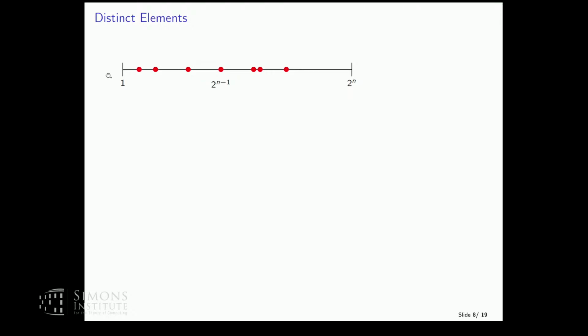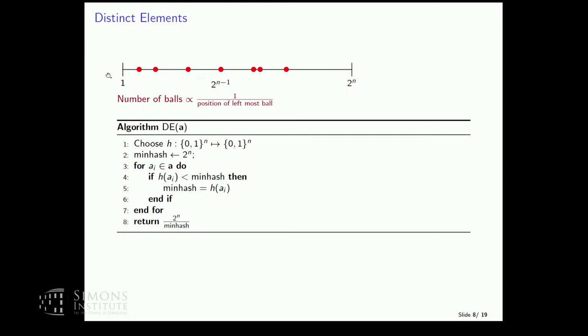But if you throw lots of balls, then there will be a chance that some ball falls as close as possible to the left side, right? We can try to formulate this idea. If there are many balls, the number of balls you throw is proportional to the smallest value of the left side position ball. If you throw many balls, they will get closer and closer to 1. So the inverse is a good proportionality.